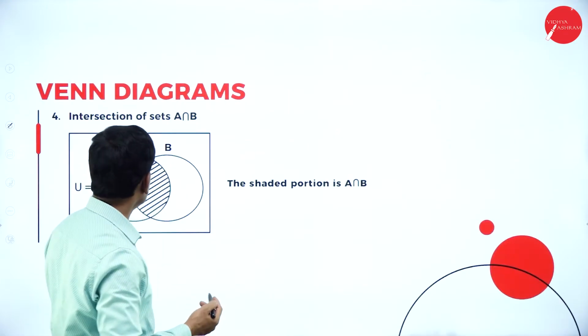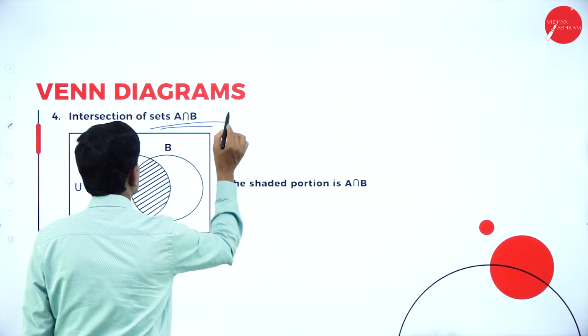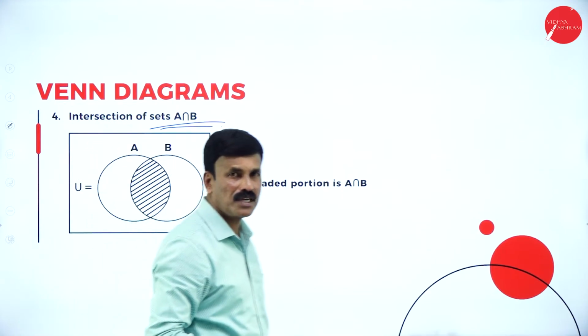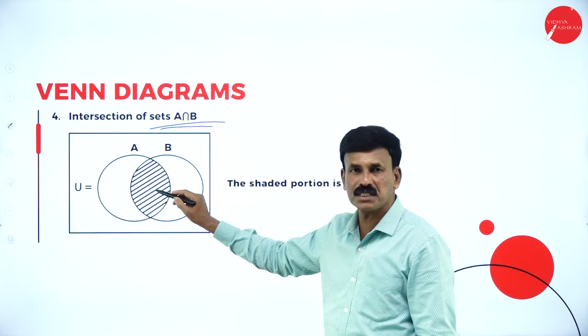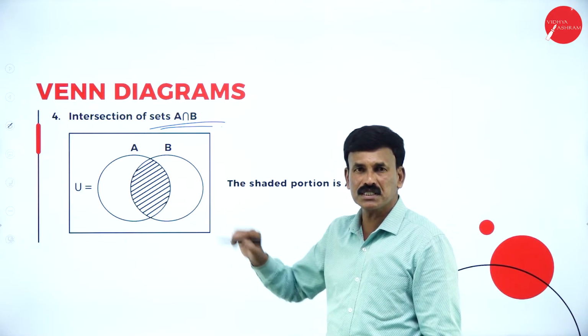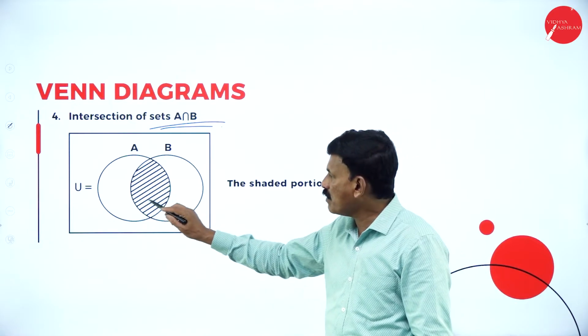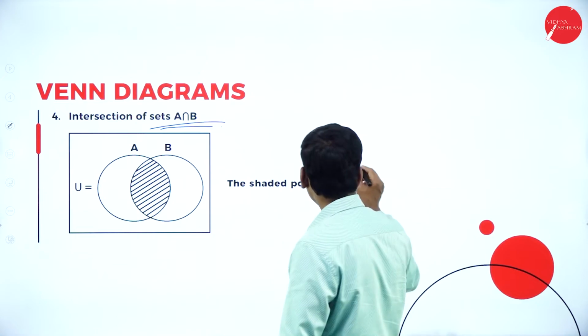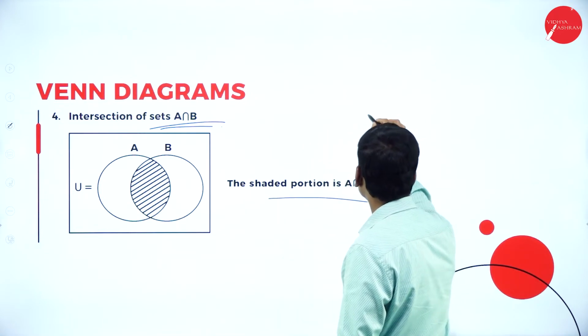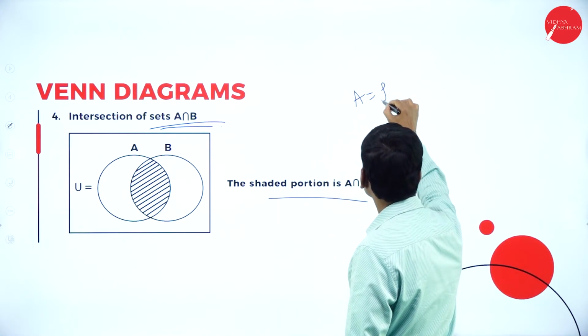Now let us come to the second one, the intersection of two sets. Suppose A and B are any two non-empty sets, then the intersection of the two sets is given by the shaded region. That means the elements which are common to A and B are called the intersection. Let us denote it as A intersection B. Let us consider an example.